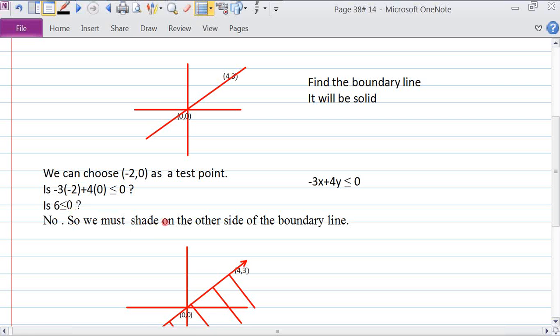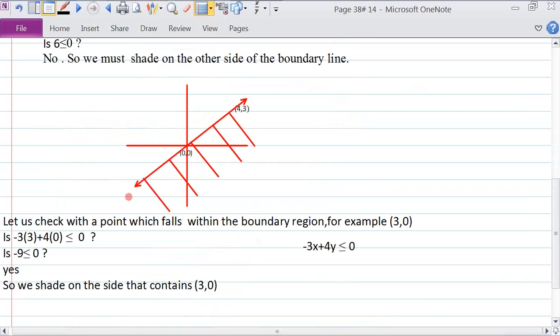So we must shade on the other side of the boundary line, not on this side, but on this side of the boundary line right here. And that's what we did right here. We shaded here, on this side, because the minus 2, 0 didn't work. It didn't work with that number.